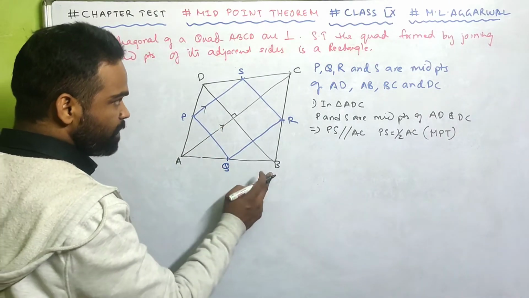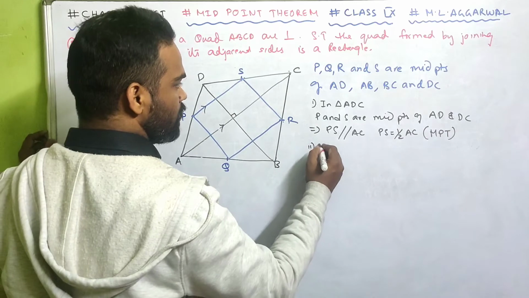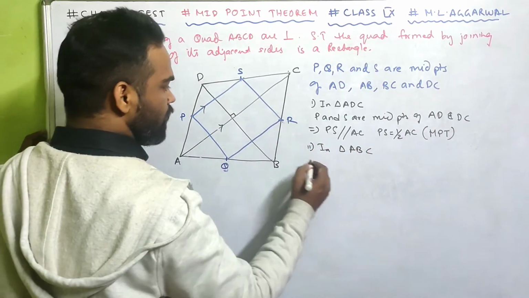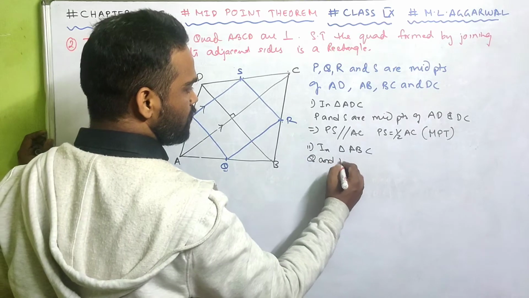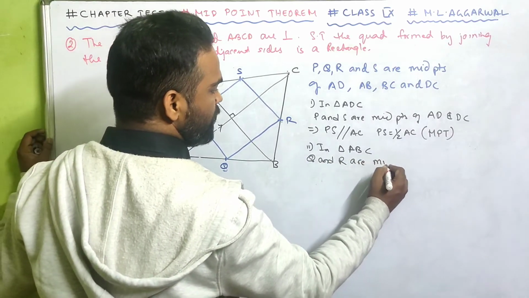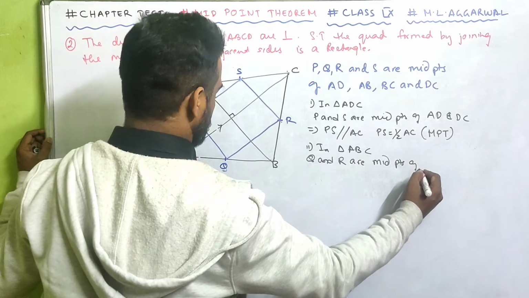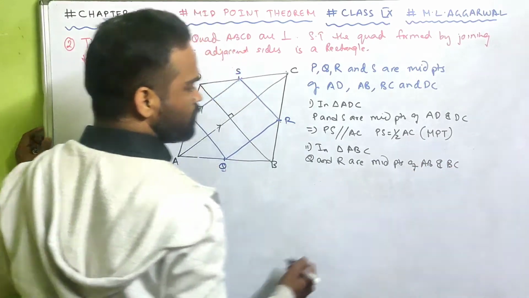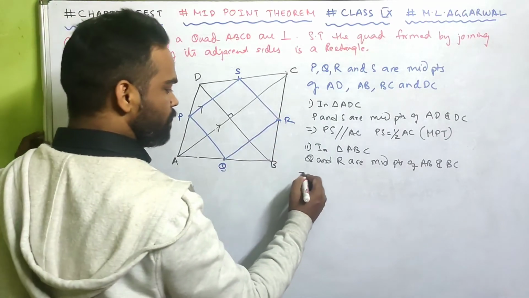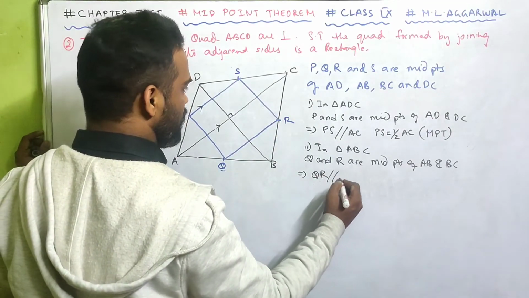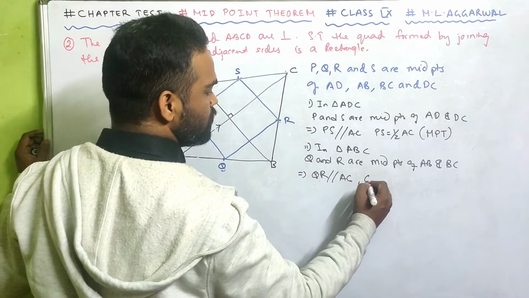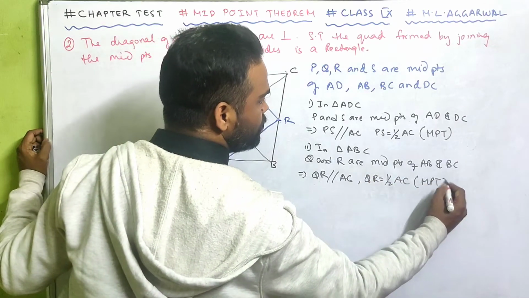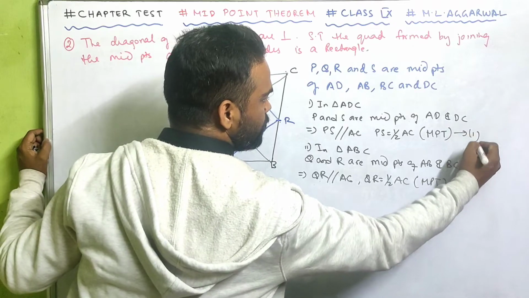Similarly, in triangle ABC, Q and R are midpoints of AB and BC. Yes or no? Which simply implies QR is parallel to AC and QR is half of AC. That's your midpoint theorem. Now look, comparing 1 and 2.